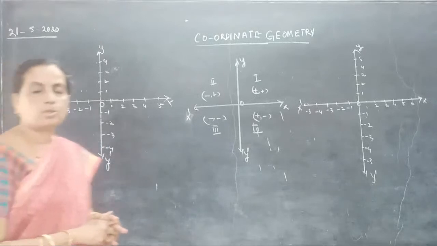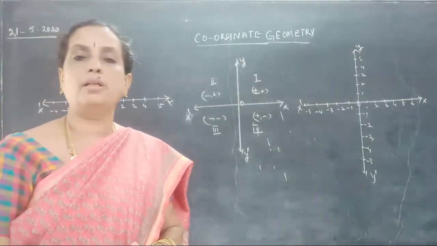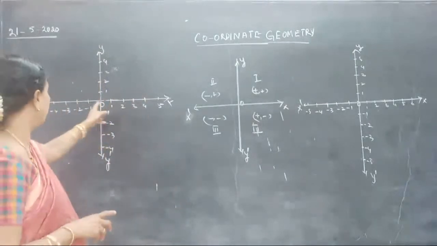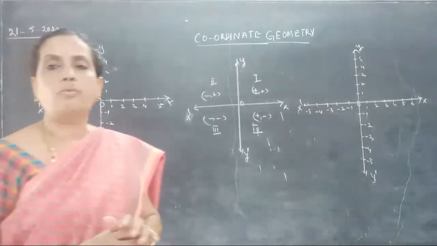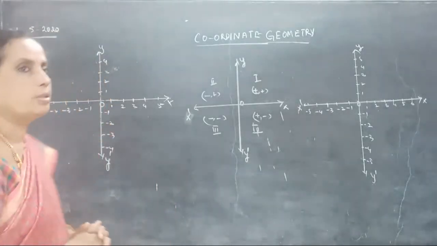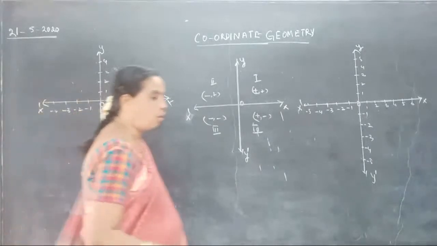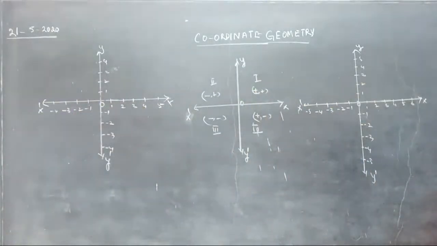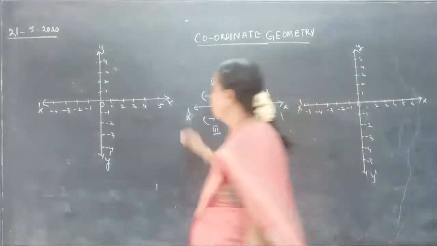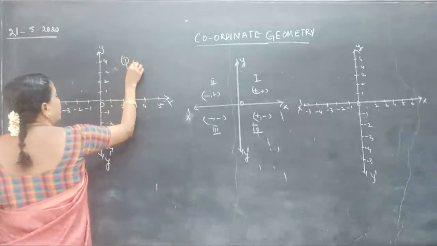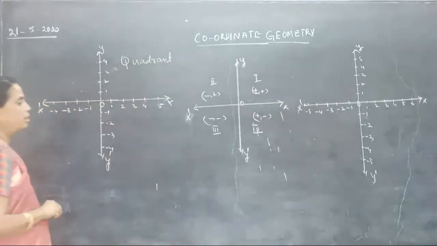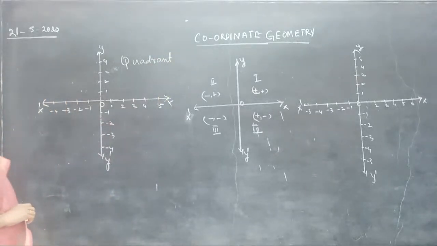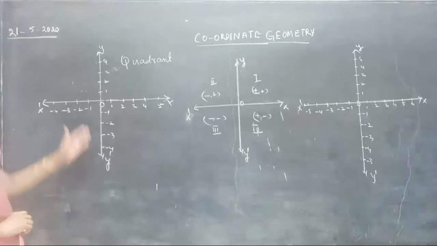So when we place two number lines perpendicular to each other, XOX' and YOY', here come four partitions. Each part we call a quadrant. Quadrant means 1/4 of the circle. Like that here we name it quadrant. So first quadrant, second quadrant, third quadrant, fourth quadrant.